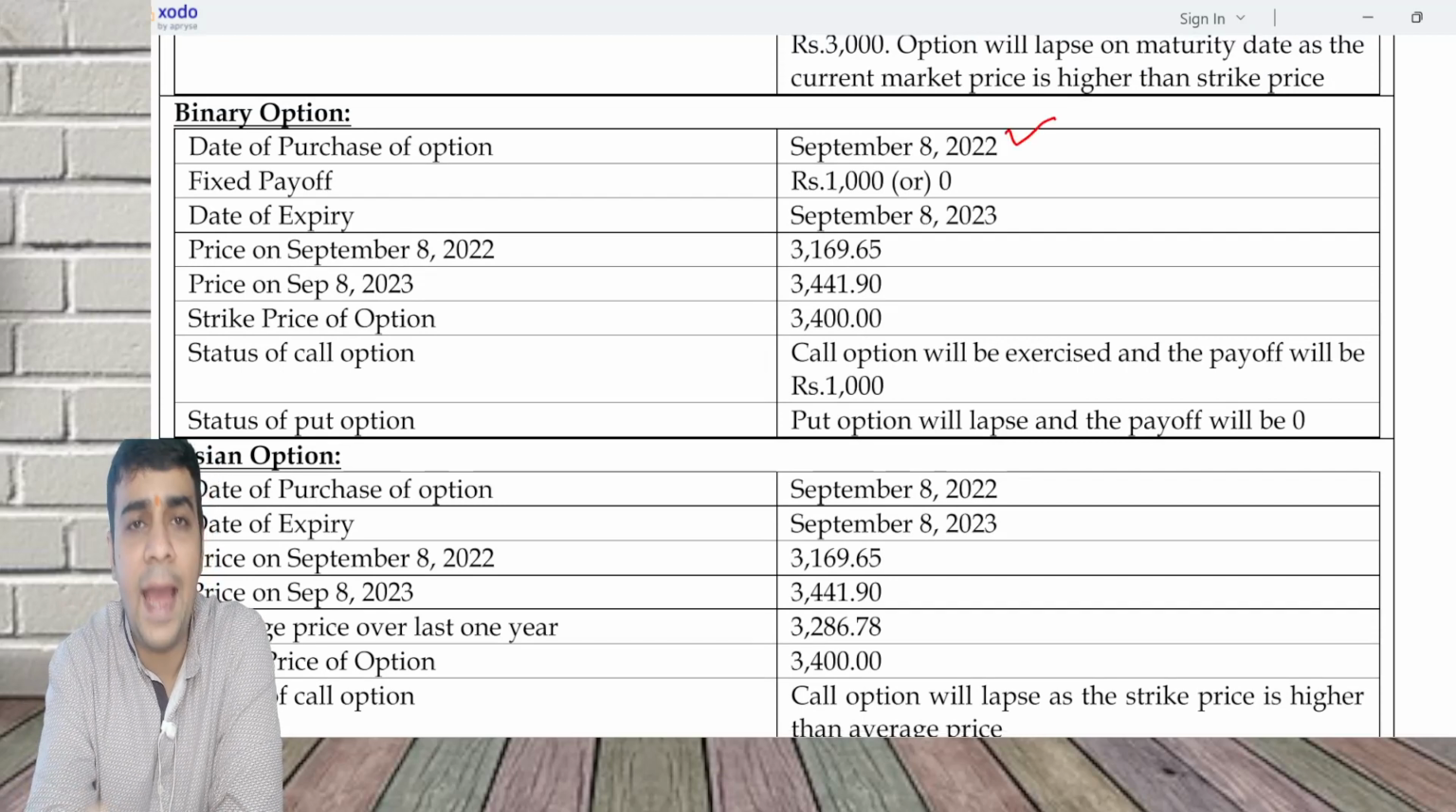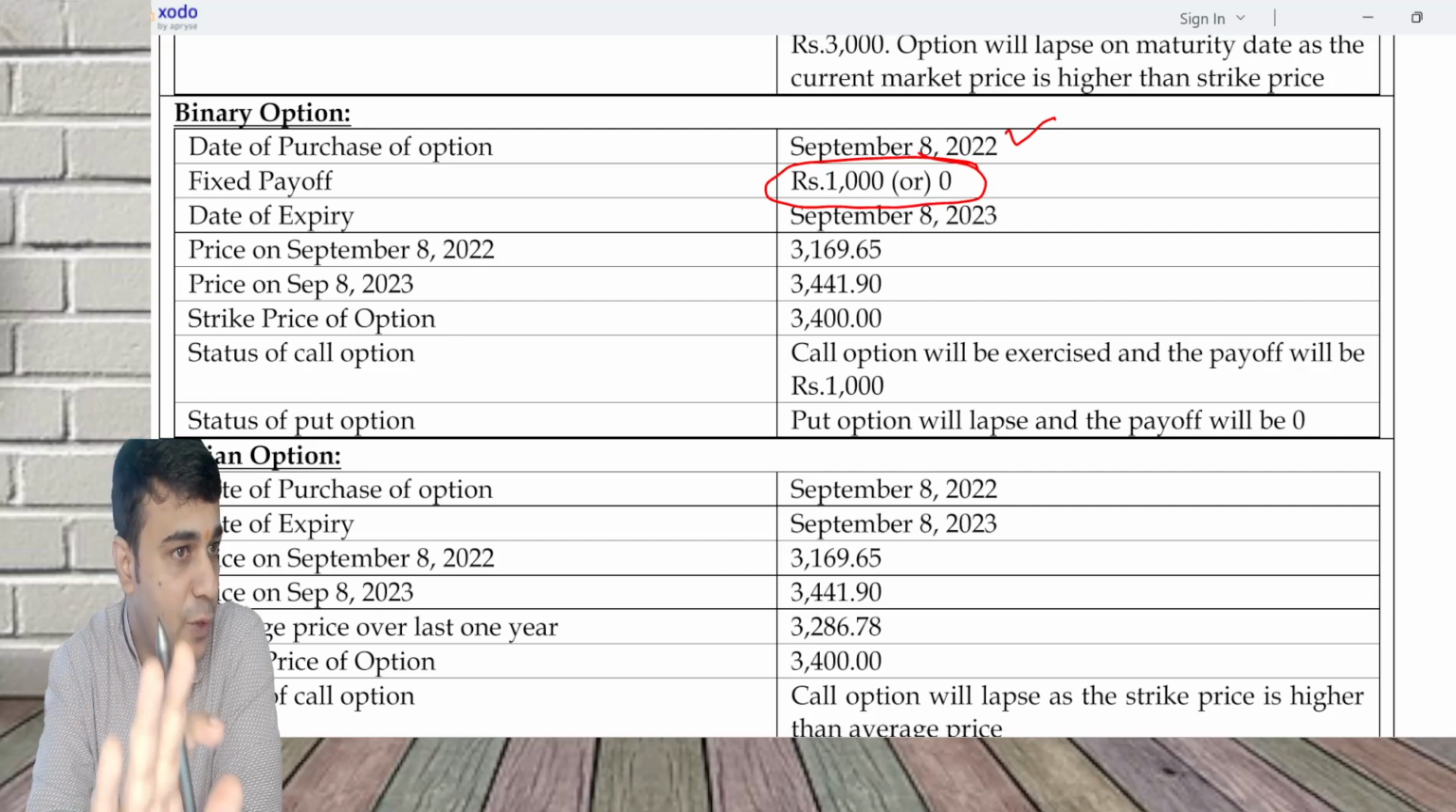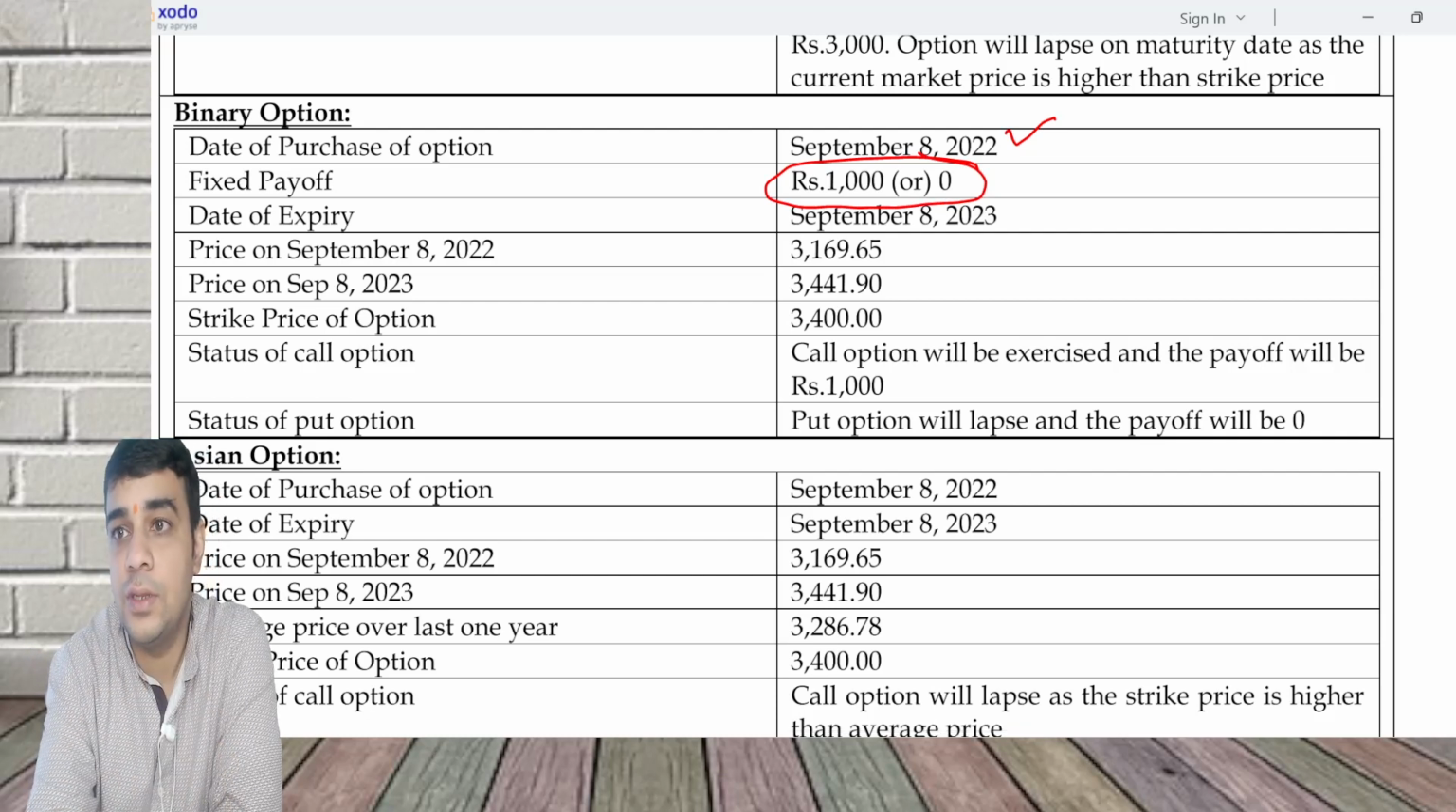These are actual numbers I took for TCS. The purchase happened on September 8, 2022. The fixed payoff is 1,000 or 0. That's the decision. If you exercise, I'll pay 1,000. If you don't exercise, I will pay 0.